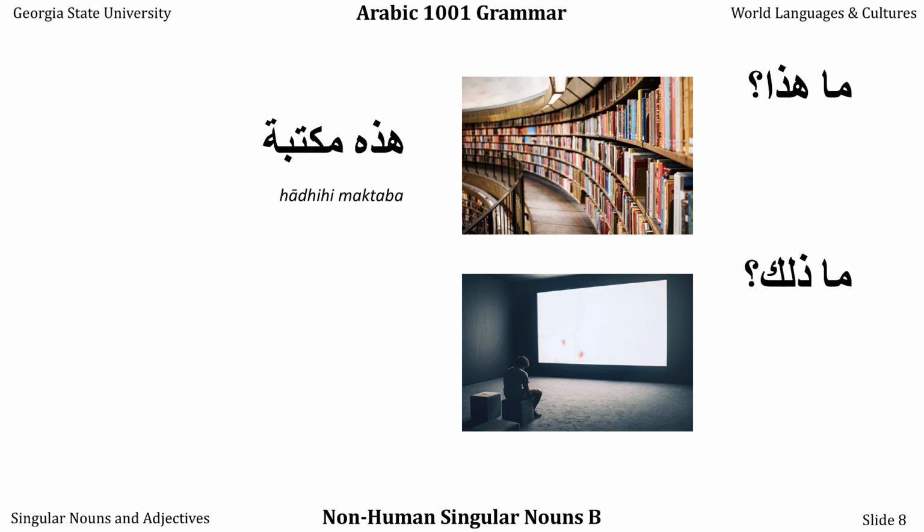Now we're going to ask the question, "ma dhalika?" And dhalik is our word for that thing over there. And our friend is going to answer, "tilka shasha." A shasha is a screen, whether of a monitor or a movie screen like the one in the photograph here. And it ends in ta marbuta, so we know that it is mu'annath or feminine. So our friend is going to use the feminine version of that, which is not dhalik, but rather tilka. They look very similar in Arabic, but they're pronounced quite differently. Tilka is to dhalik as hadhihi is to hadha, feminine versus masculine.